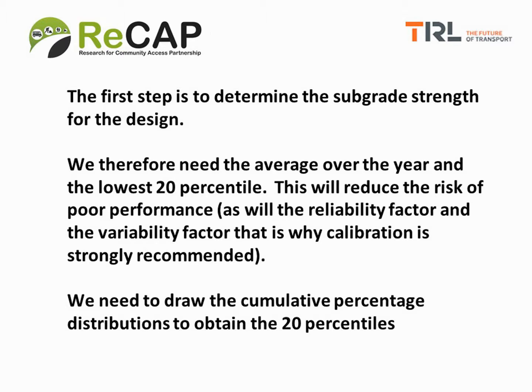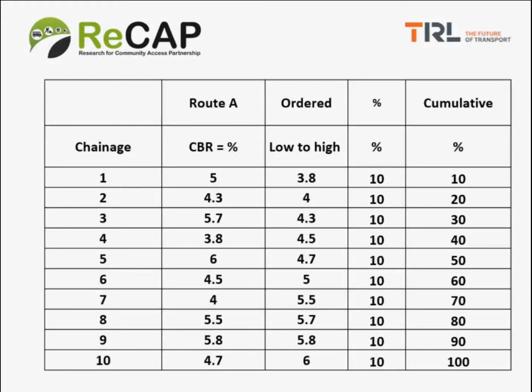So if you look at the next slide, what we first have to do is order those from the lowest to the highest. So chainage 1, the CBR was 5, but the lowest value in the 10 is 3.8. So 3.8 is top of the next column, going right down to the maximum value of 6 at the bottom. We then have to work out what the percentage is. Well, there's only one reading for each chainage, so each one is effectively 10% of the total. And in the right-hand column, we calculate the cumulative percentage. So after one reading, it's 10%. After two readings, it's 20, right up to 100.